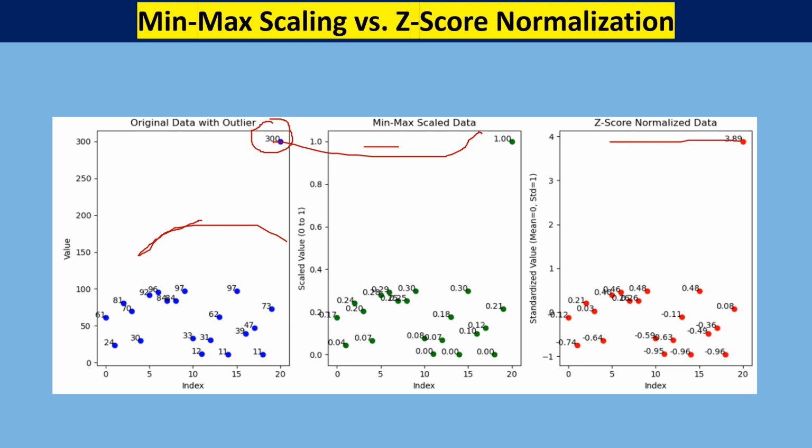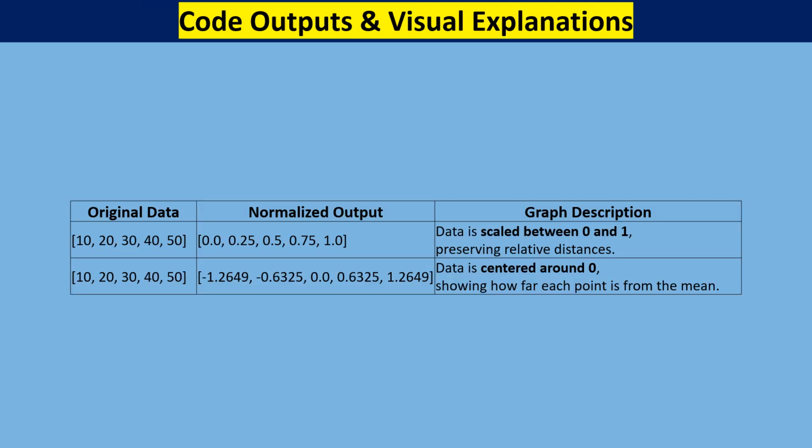Z-score normalization centers around 0 with a standard deviation of 1. Most values stay close to 0, while the outlier 300 is far above the rest. Unlike min-max scaling, the relative spacing between values is preserved. Outliers don't compress the other values, making this method better for datasets with extreme values. Code output and visual explanations.